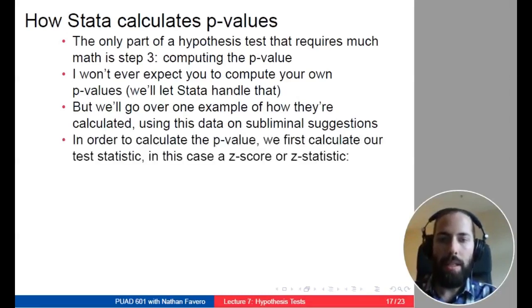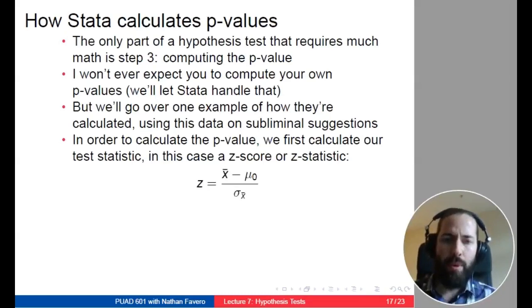So in order to calculate the p-value, the first step is to calculate a test statistic. In this case, what we're going to call a z-score, because there are different types of hypothesis tests, and the particular one that we're using right here is called a z-test, specifically a one sample mean z-test. And so this is the formula for how we compute the z-score.